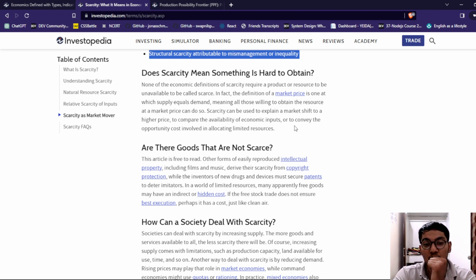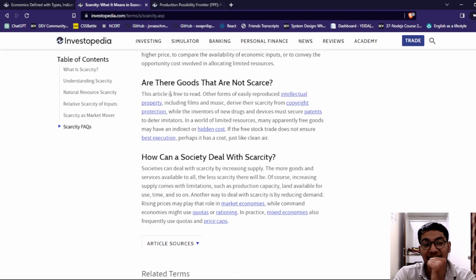Scarcity can be used to explain a market shift, to compare the availability of economic inputs, or to convey the opportunity cost involved in allocating limited resources. Are there goods that are not scarce? This article is free to read.